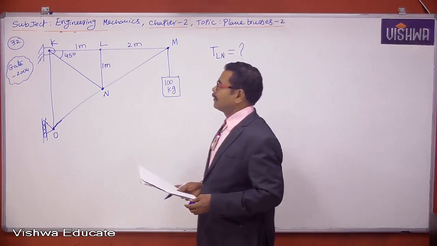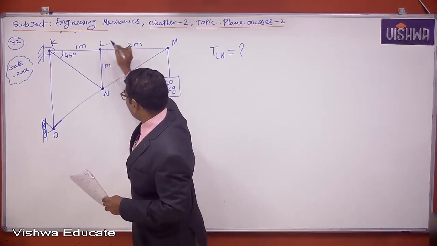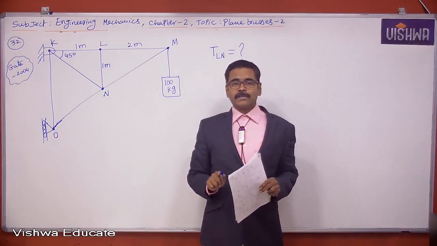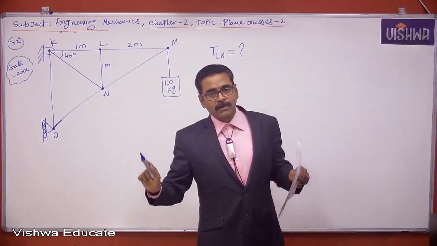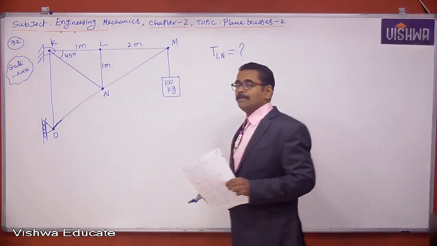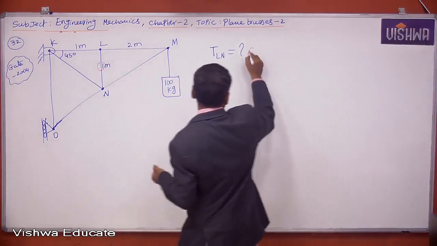Do you require any method of joints or method of sections? By using our shortcuts, you can easily say about joint L, 3 members are connected: member KL, member LM, member LN, without any external force. At joint L, no external force is acting, and 3 members are joined. Out of these 3 members, 2 are collinear: member KL is collinear to member LM. Then LN is the non-collinear member. So the third non-collinear member carries 0 load. That's what we have been discussing for the last 20-30 minutes. So definitely LN carries 0 load. The answer is 0. Force carried by member LN is 0.